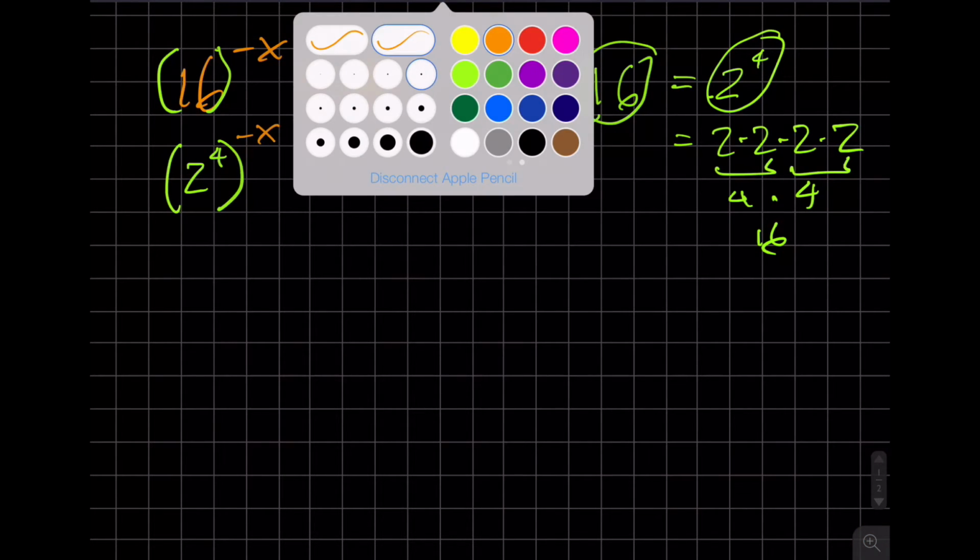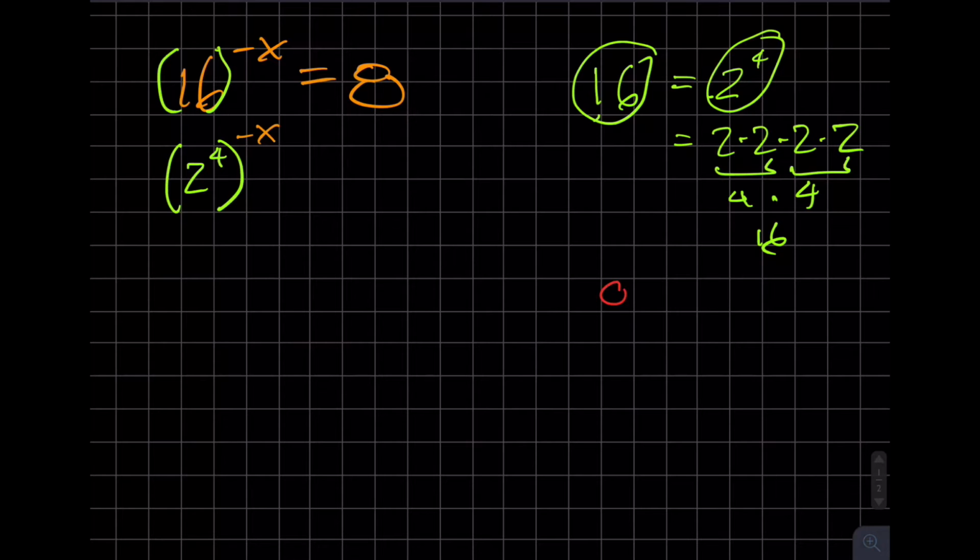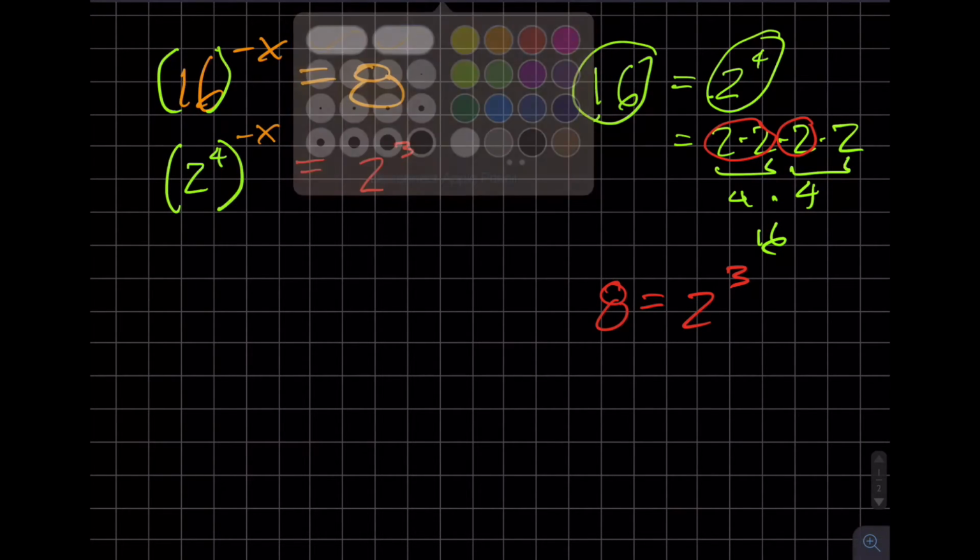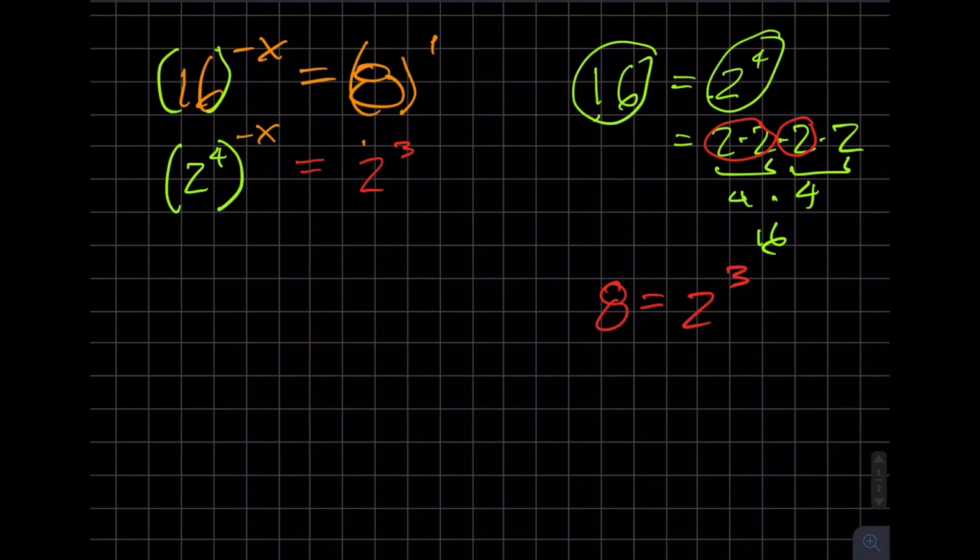I can write 8 as 2 cubed, right? So 2 times 2 is 4, times another 2 is 8, so 2 times 2 times 2 is 8. So I can write this as 2 cubed, and if you want to, this was raised to the 1. It doesn't really matter. This would be raised to the 1, which means it's just it.